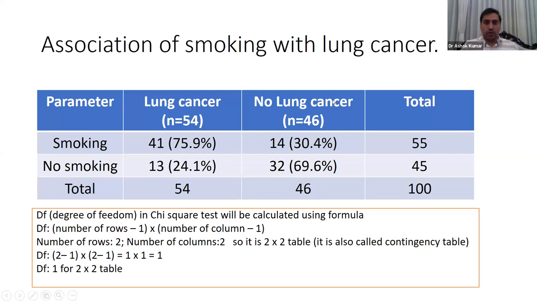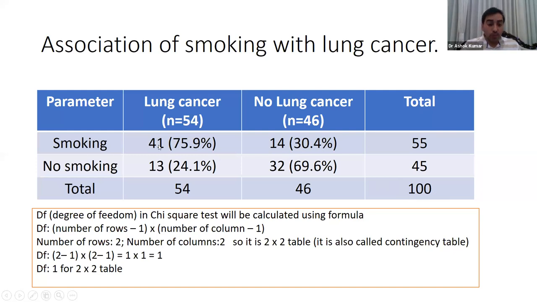So association of smoking with lung cancer. You can see here lung cancer and no lung cancer, n is equal to 54% and n is equal to 46%. Here smoking and no smoking. So we can see here among smokers, 41 have lung cancer, out of 100. You can see this is a total of 100 participants.